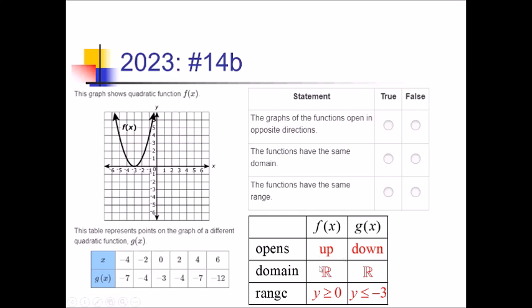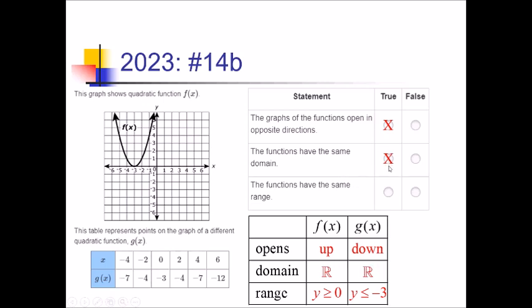With all that in mind, let's go ahead and look at our true-false statements. So statement 1, the graphs of the functions open in opposite directions. Well, up versus down, so that is true. They're opposite directions. This one now, the functions have the same domain. They do. They both have the domain of real numbers. So that is also a true statement.